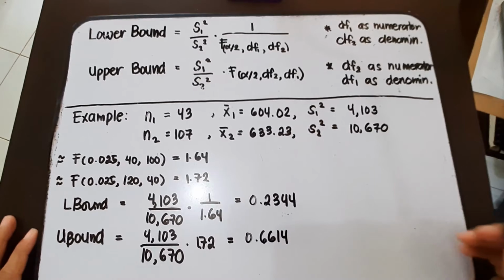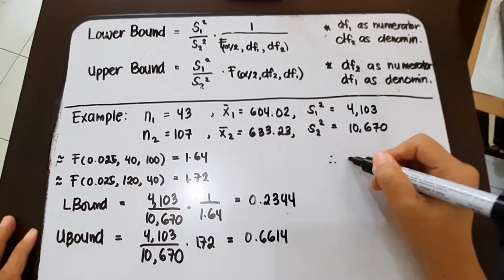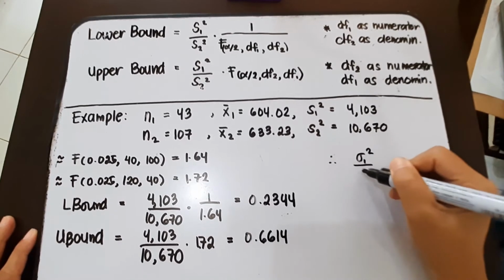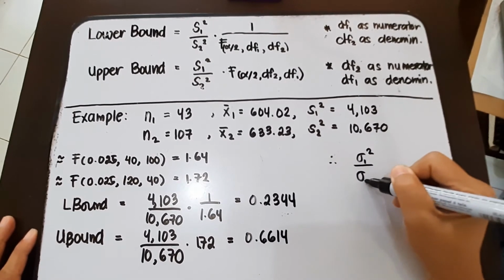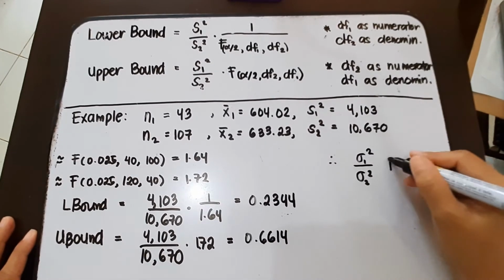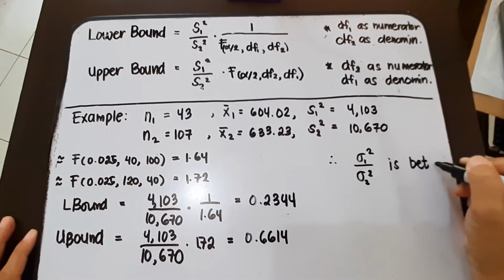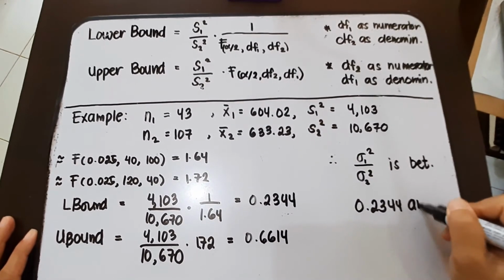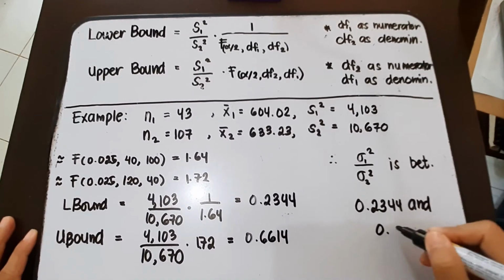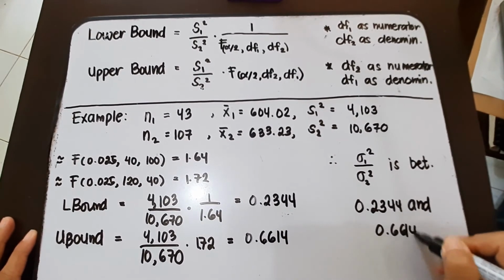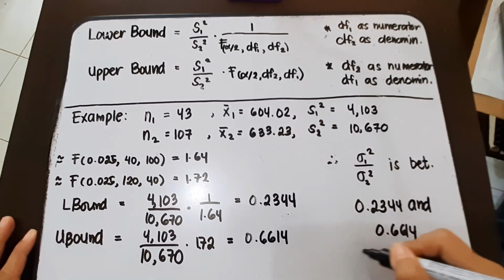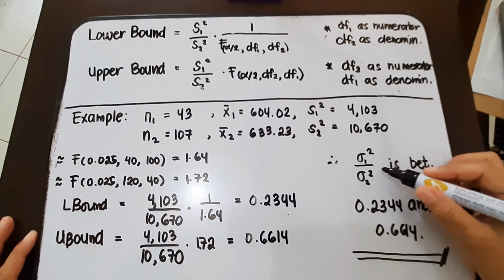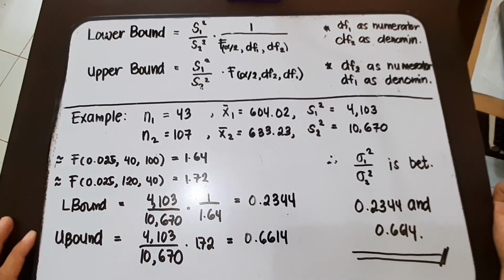So this means that the estimated value of the ratio of our population variances is between 0.2344 and 0.6614. So this will be our estimated value for the ratio of the population variances.